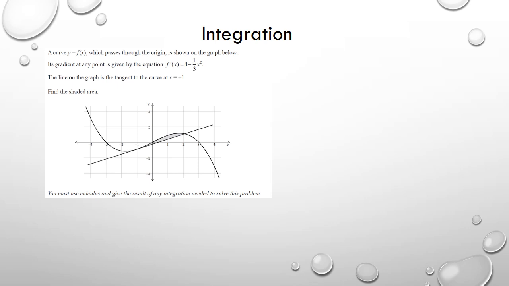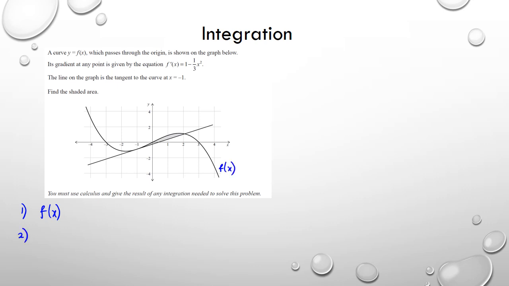Looking at this question, the obvious part is they're asking us to find the shaded region. To find the shaded region, these are the things we're going to need. First, we need the equation of the curve. The curve has y equals f of x, so first we need to find out what f of x is. That's the first thing we need to do.